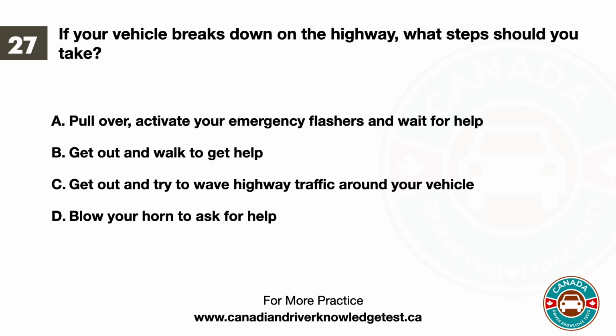Question 27. If your vehicle breaks down on the highway, what steps should you take? A. Pull over, activate your emergency flashers, and wait for help. B. Get out and walk to get help. C. Get out and try to wave highway traffic around your vehicle. D. Blow your horn to ask for help. The answer is A. Pull over, activate your emergency flashers, and wait for help.